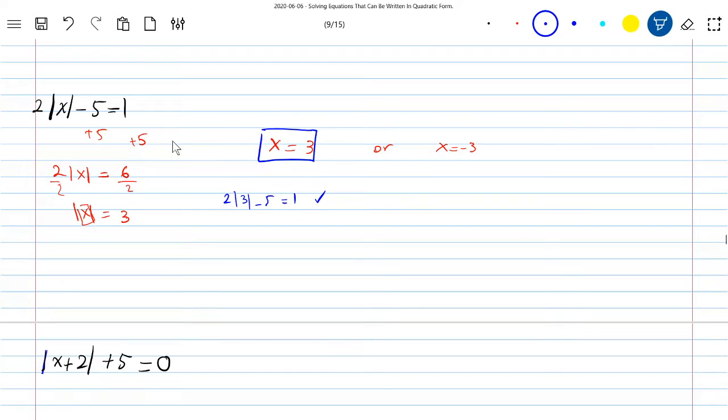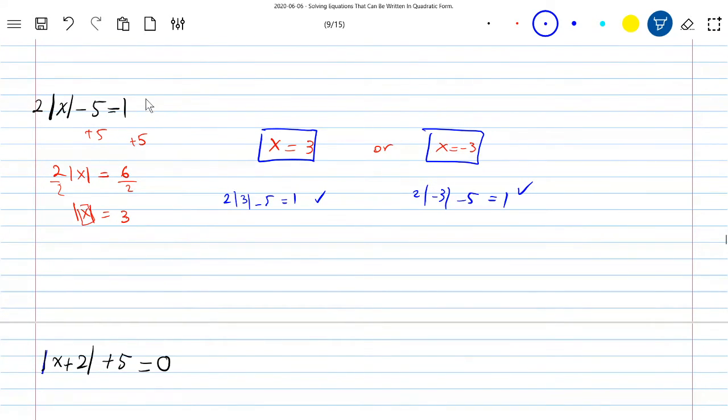If I replace x with -3, 2 times absolute value of -3 minus 5 equals 1. 2 times -3 is -6, but you cannot do that. You have to take the absolute value. The absolute value of -3 is 3. 2 times that becomes 6. Minus 5 is 1. So this is acceptable as well. These are two true statements.